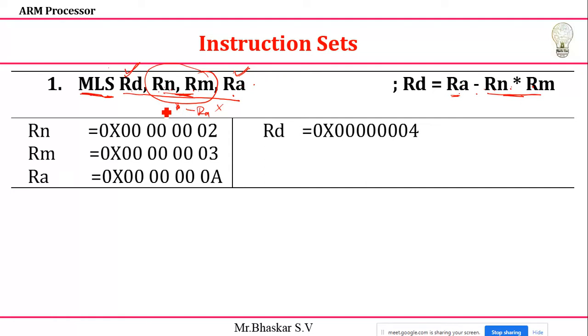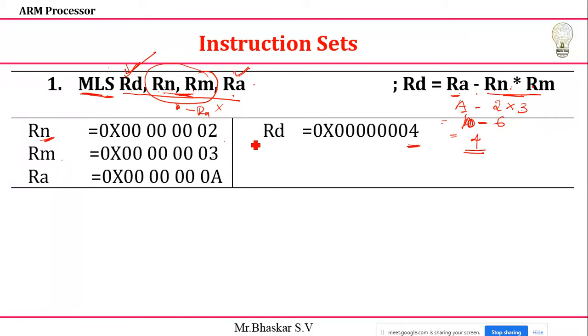For explanation purposes, I am going to take some values for this. You can see Rn value I take 2. Next, Rm value I'll take 3. RA value I'll take here is A. So 2 into 3 I'll get 6. A minus 6. A means how much? What is the value of A? We'll get 10. 10 minus 6, what is the result? We'll get 4. That 4 only will be stored in my destination register.